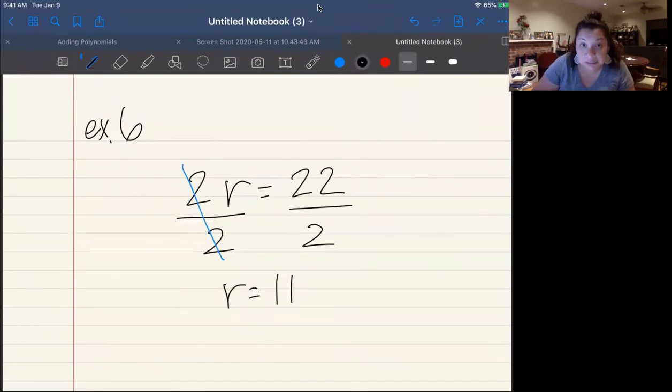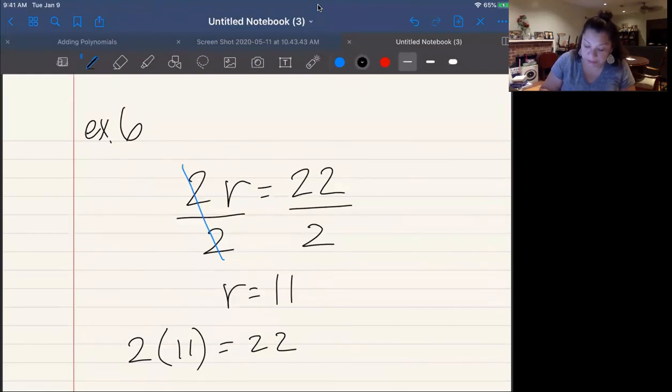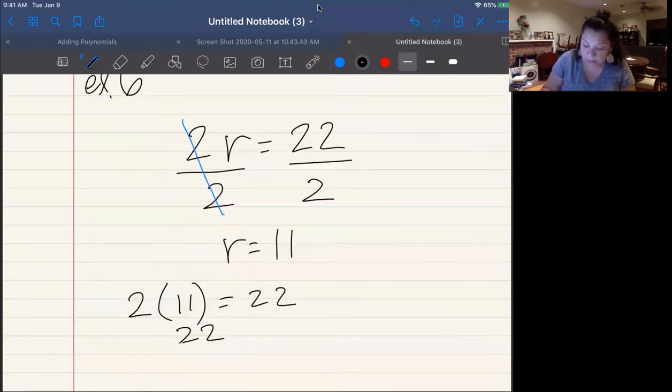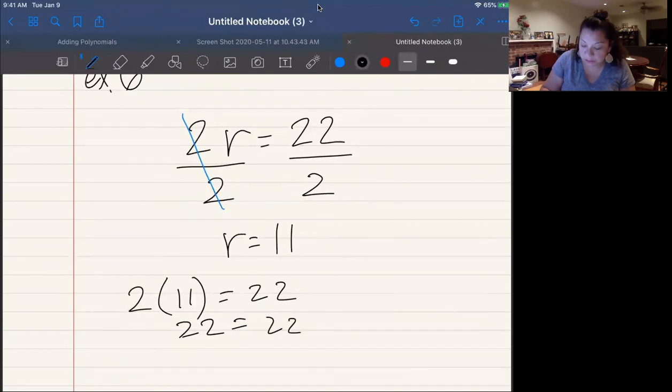In case we don't believe it, we can plug it back in. 2 times, we know r now is 11, equals 22. 2 times 11 is 22. 22 equals 22. Correct. All right.